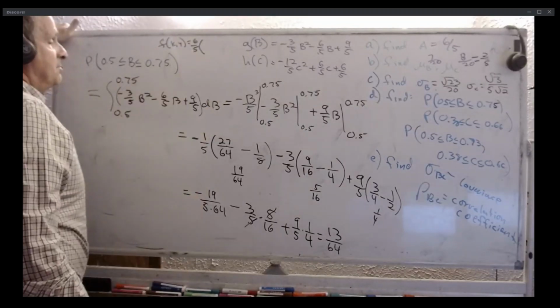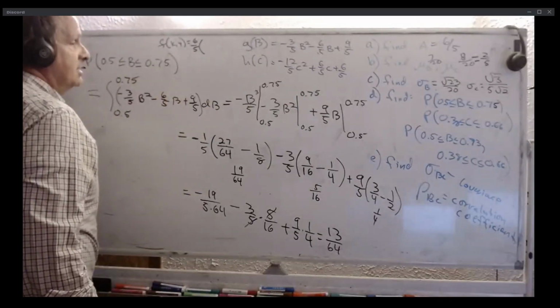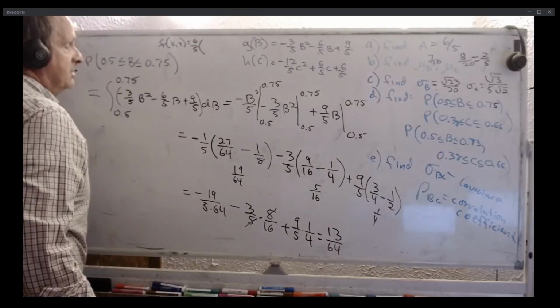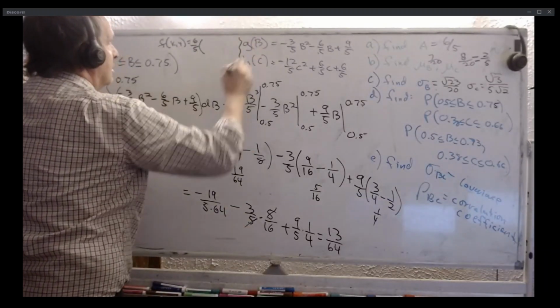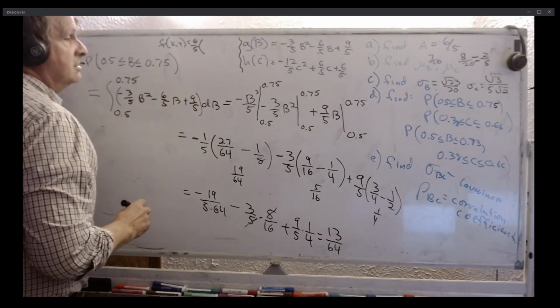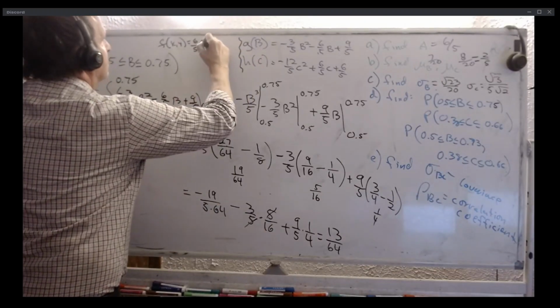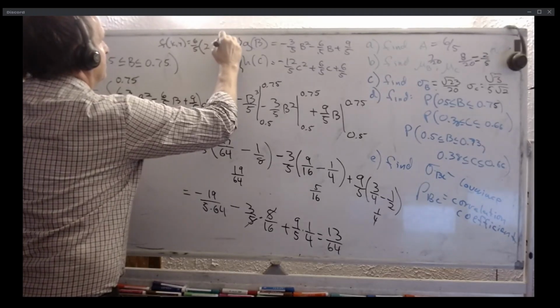What was f of x, y? Was it 2x plus 3y or 3x plus 2y? 2b plus 3c. Is that what we're talking about? 2b plus 3c.